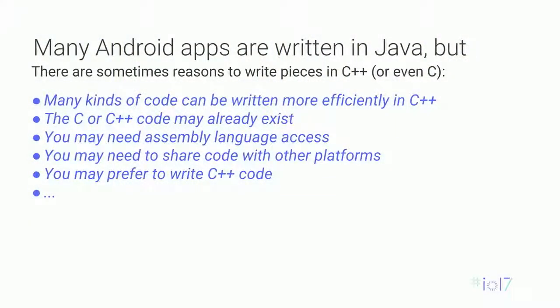Generally, most Android applications are written in Java today, maybe Kotlin in the future, but there are sometimes reasons to also write pieces of the application in C or C++ code. It may be the case that you can implement some algorithm more efficiently in a language like C++, or you may have a native library that already exists that you want to reuse, or the like. Here we're really talking about multi-language applications that combine, say, Java and C++.